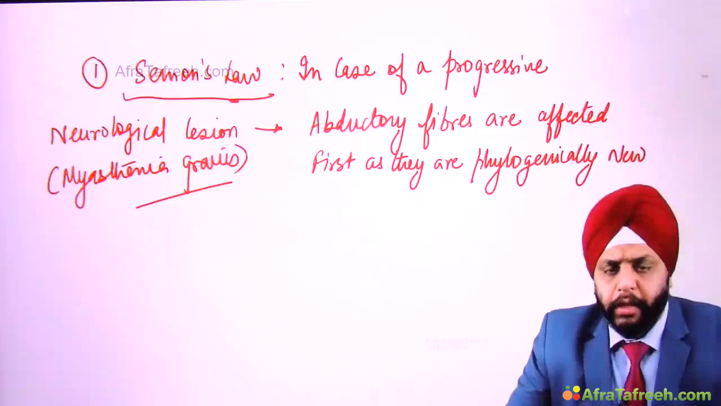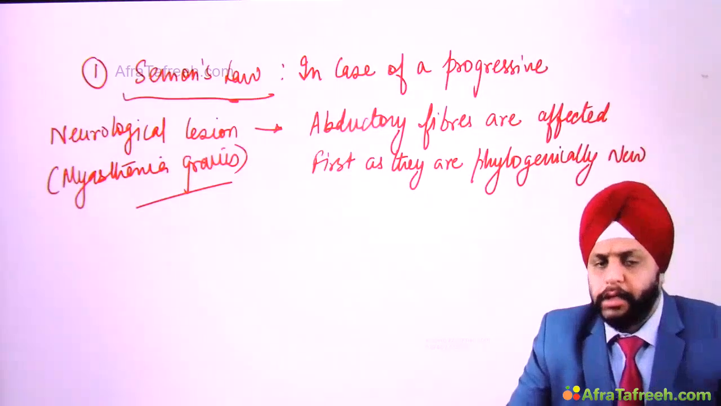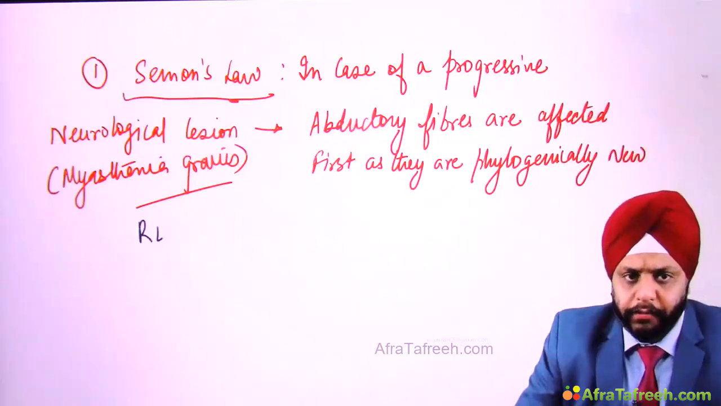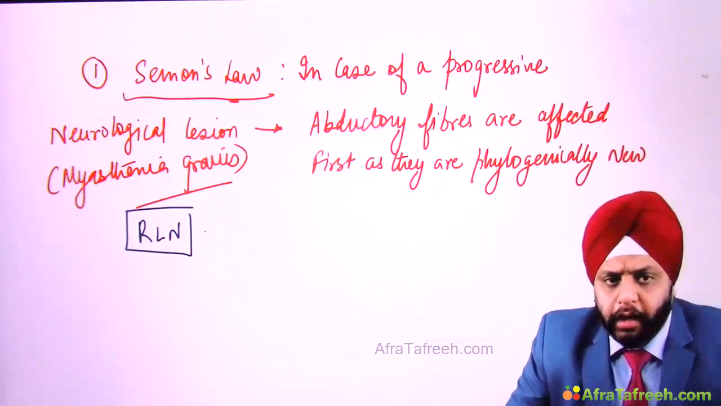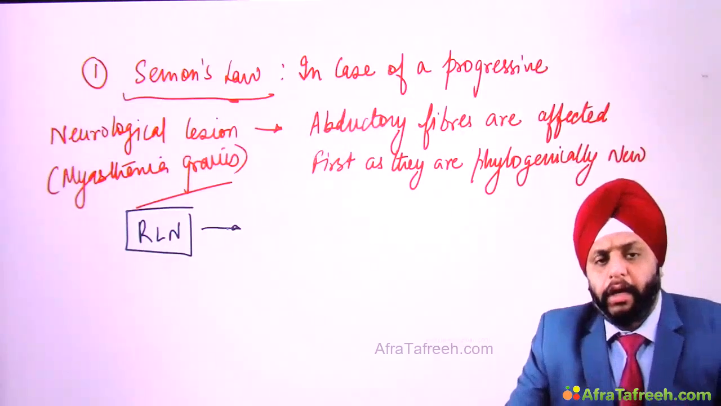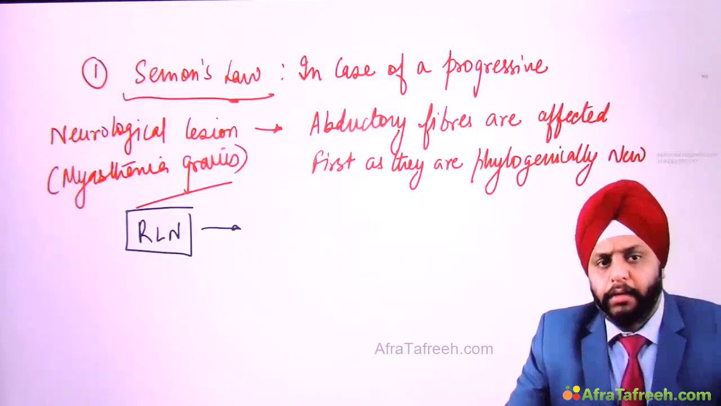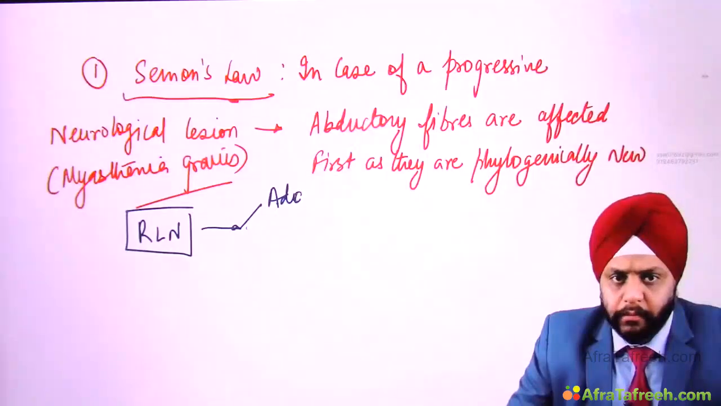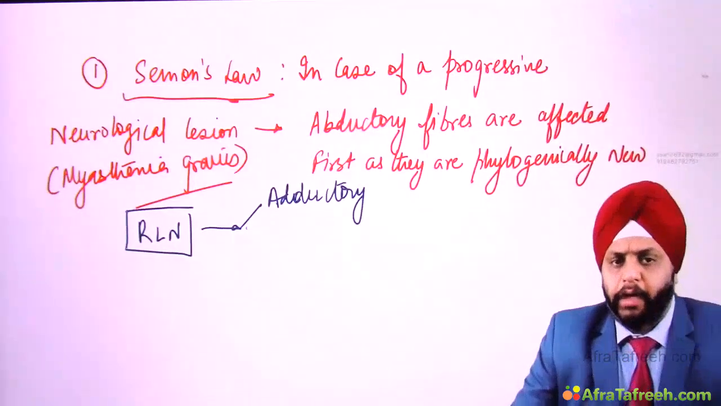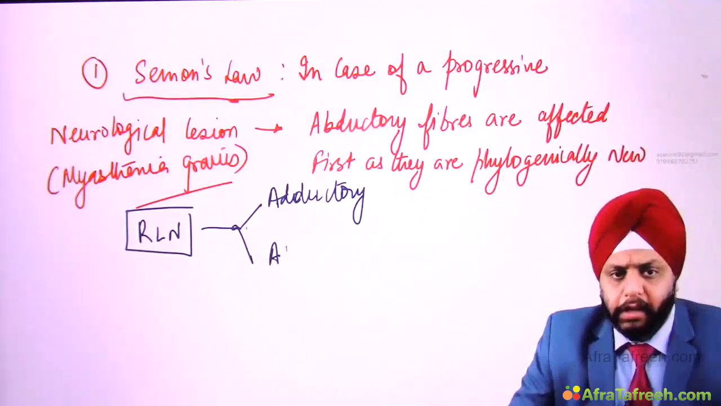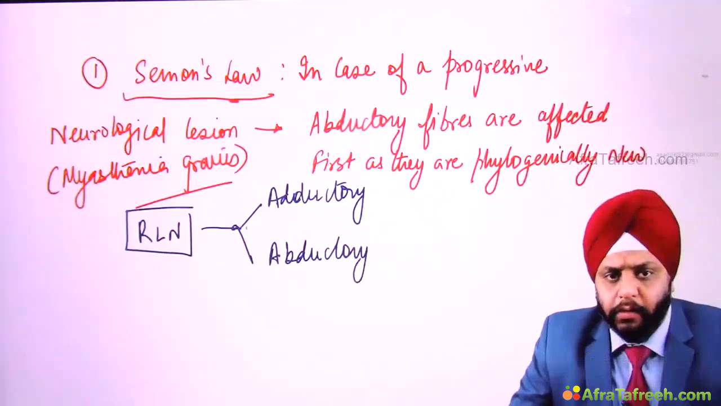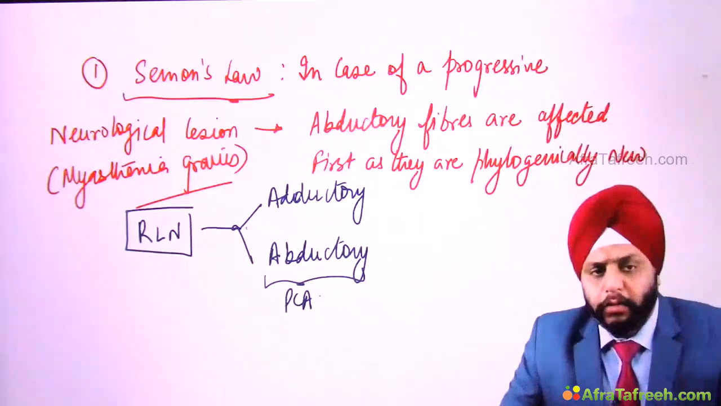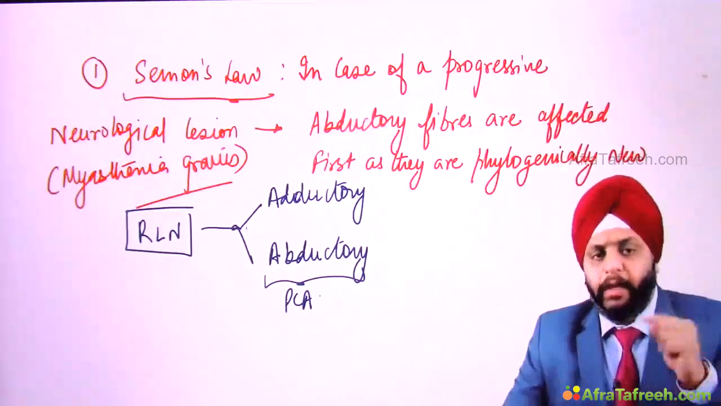Now, this law says in case of progressive neurological lesion like myasthenia gravis, now what happens? It talks about basically a nerve which is our recurrent laryngeal nerve. Now you see, the recurrent laryngeal nerve supplies all intrinsic muscles of larynx except the cricothyroid, which is supplied by the superior laryngeal nerve. So that means it is supplying all the adductory muscles, except cricothyroid. It is supplying all the adductory muscles, as well as the only muscle for abduction, the posterior cricoarytenoid. So this nerve is causing both the actions, adduction as well as abduction.